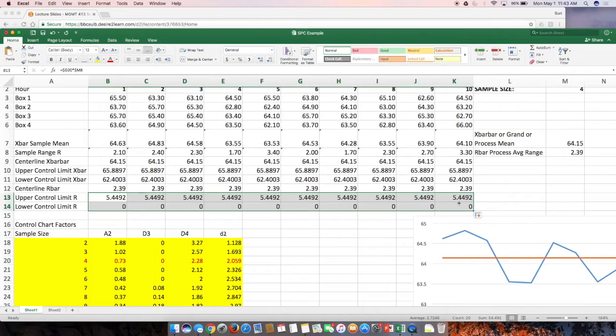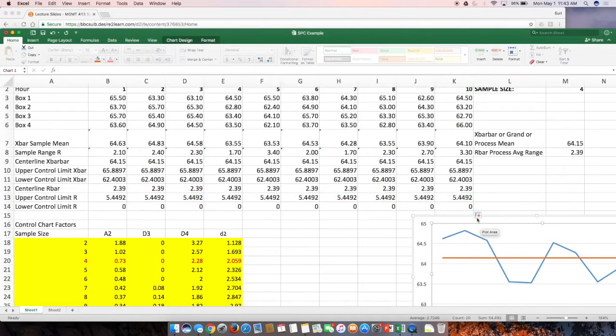Now we're ready to draw the charts. Okay. So why don't you go ahead and add, for the X bar chart, the first chart, that's plotting your X bar values, the sample average values. Also, we've already shown the X double bar, the center line. Go ahead and also show the upper limit and the lower limit for the X bar chart, what we calculated up here.